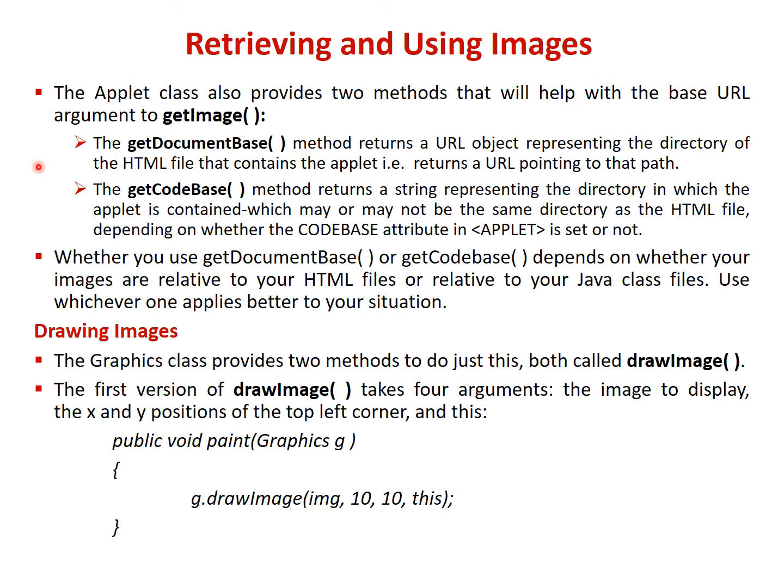Then getCodeBase method returns a string representing the directory in which the applet is contained, which may or may not be the same directory as the HTML file depending on whether the codebase attribute in applet is set or not. Whether you use getDocumentBase or getCodeBase depends on whether your images are relative to your HTML files or relative to your Java class files. Use whichever one applies better to your situation.